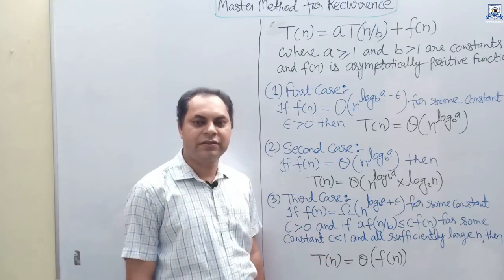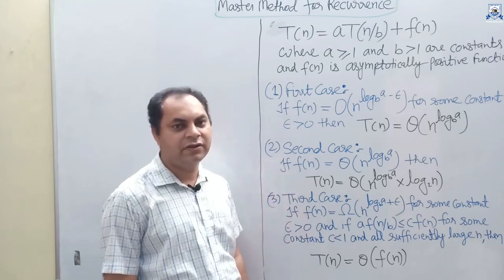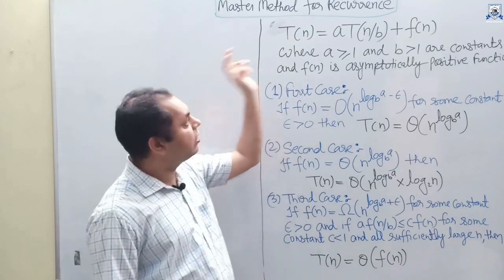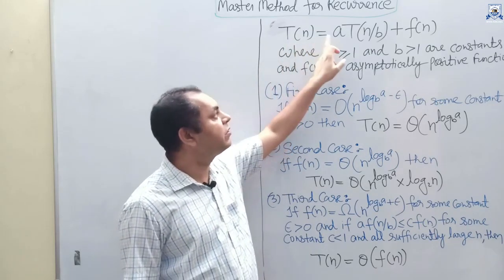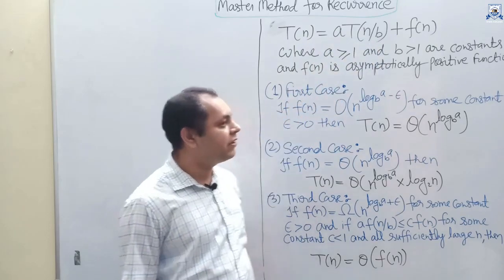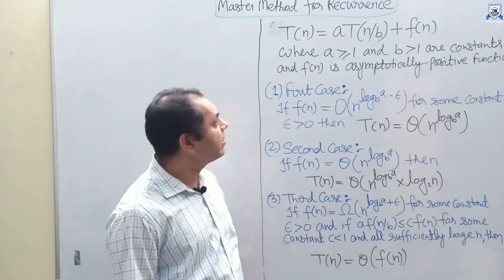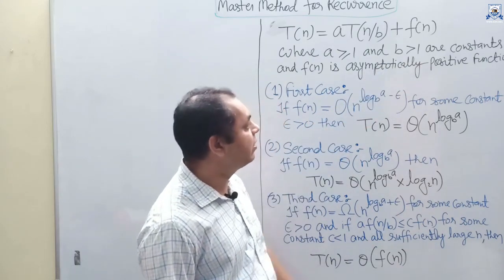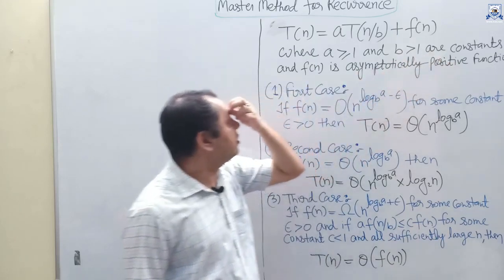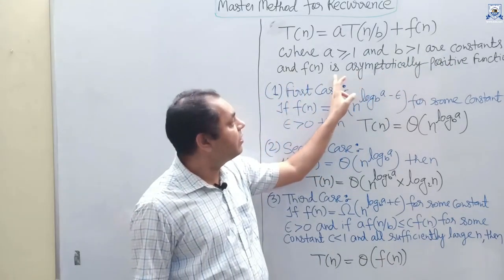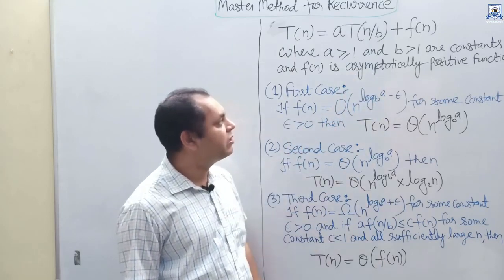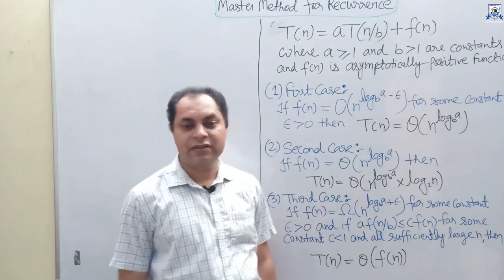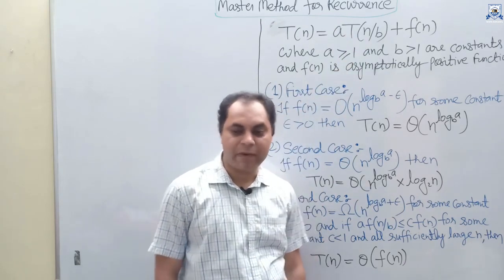Hello student, in this session we will discuss the master method for solving recurrence relations. For the application of the master method, every recurrence relation should be in the form T(n) = a T(n/b) + f(n), where the value of a must be greater than or equal to 1, the value of b must be strictly greater than 1, both are constants, and f(n) should be an asymptotically positive function. If your recurrence relation is in this form, then you can apply the master method.